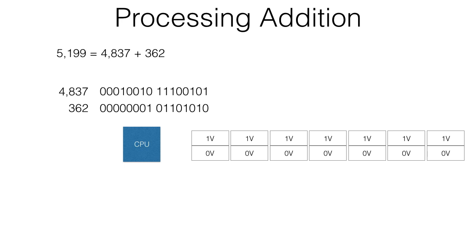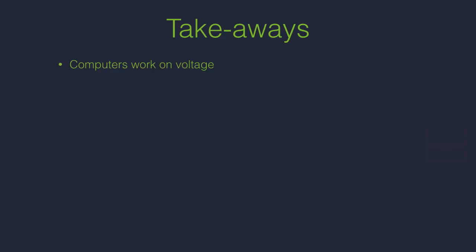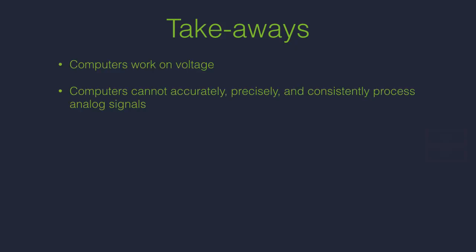You don't need to know how that works just yet. We'll get into that. But for now, I just want to give you that big picture of why. Why ones and zeros? So what are our takeaways? Computers work on voltage. Yep, we know that. Computers cannot accurately, precisely, and consistently process analog signals. And we showed you that. An analog signal was that big continuous wave.